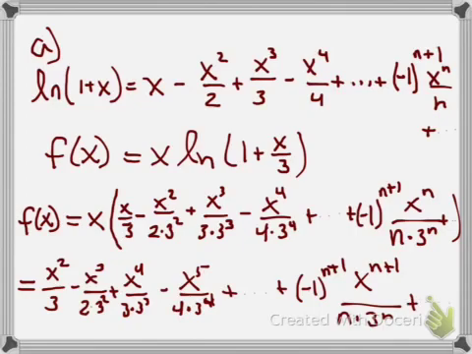Alright, so that's it for answer A. I think it's a 2-point question. Yeah, you get 1 point for the first 4 terms and 1 point for the general term. Alright, part B is the one where the bulk of the points for this question comes from. It's worth 5 points.